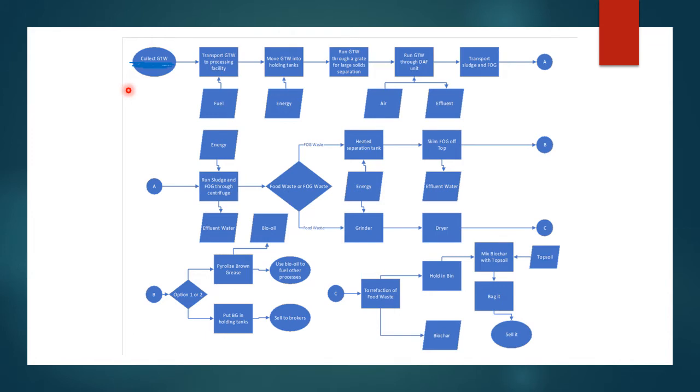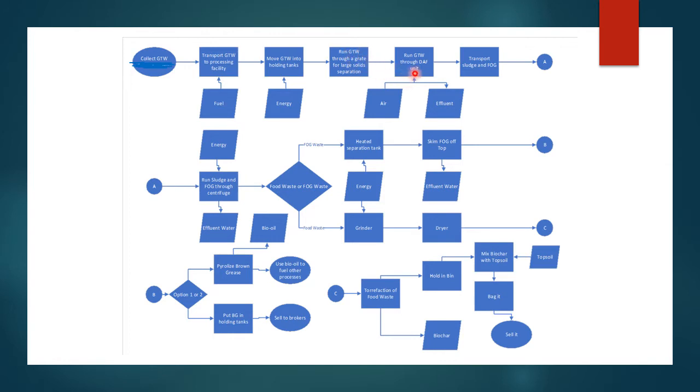It starts by the collection of the grease trap waste from the client, and then transporting it to the process facility using a truck, which takes fuel. Moving the grease trap waste into the holding tanks, which uses energy for a pump, then running the grease trap waste through a grate for separation of the larger solids. This can be miscellaneous items that fall into the grease trap, or things that get taken in from the floor of the kitchen and then eventually make their way into the grease trap.